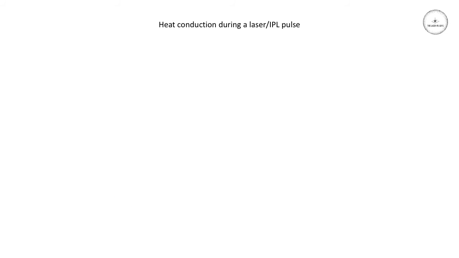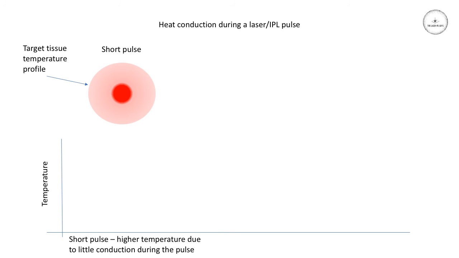So let's compare short and long pulses and just see what happens to the temperature profile. For a short pulse, we get a fairly spiky temperature profile like this. So we can achieve a relatively high peak temperature during the pulse, or by the end of the pulse even. And this is because there's little conduction during the pulse, so most of the heat energy is retained within the target, thereby generating a decent temperature.